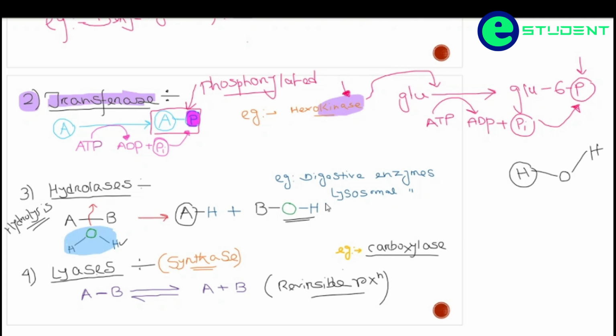This kind of reaction we mainly see in the case of digestive enzymes like pepsin, trypsin, etc. These digestive enzymes are mainly extracellular enzymes, so this is an extracellular hydrolytic event. The lysosomal enzymes are mainly acid hydrolases, and they are intracellular hydrolase enzymes which are present within a cell, not outside the cell.